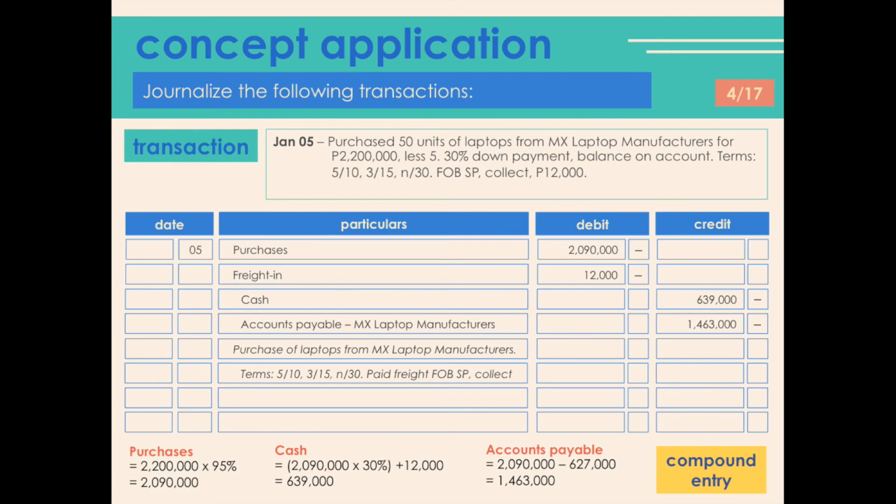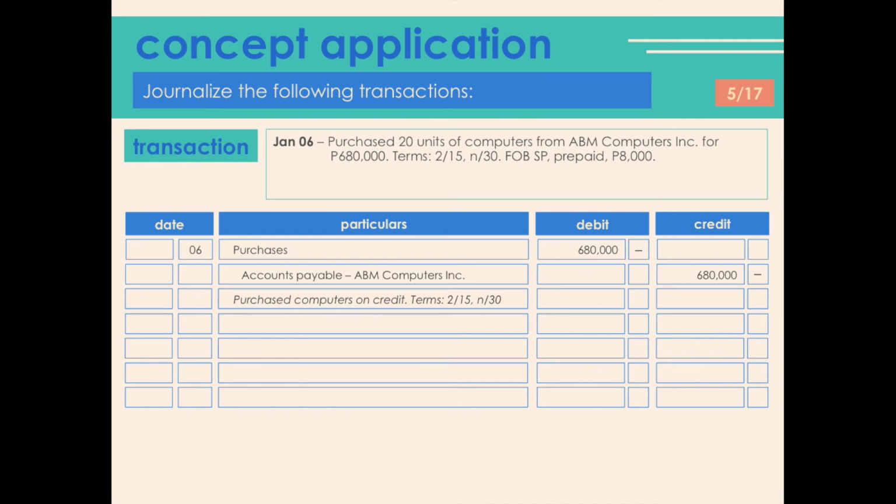Once you get used to journalizing, you can simply put the two entries together and make one compound entry like this one here. Values are computed the same way. January 6. Purchased 20 units of computers from ABM Computers Inc. for 680,000 pesos. Terms 2/15, net 30. FOB shipping point prepaid 8,000 pesos.